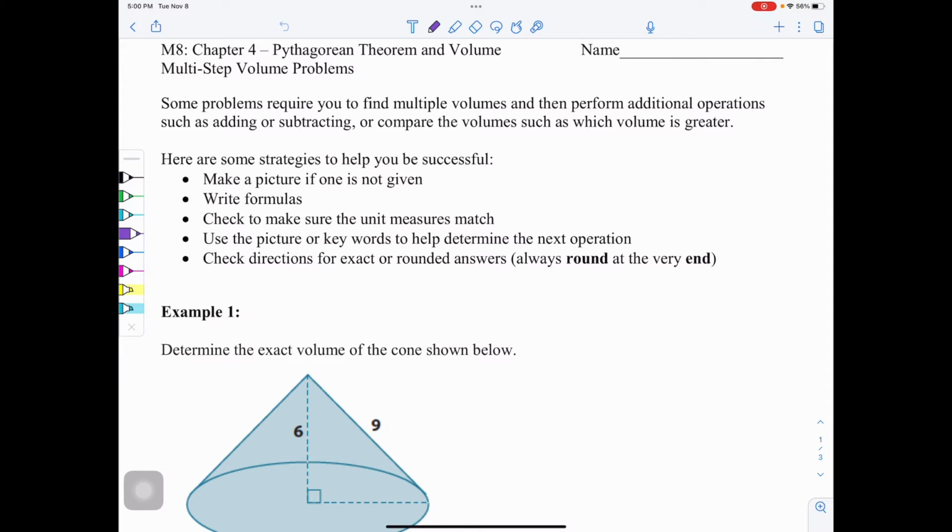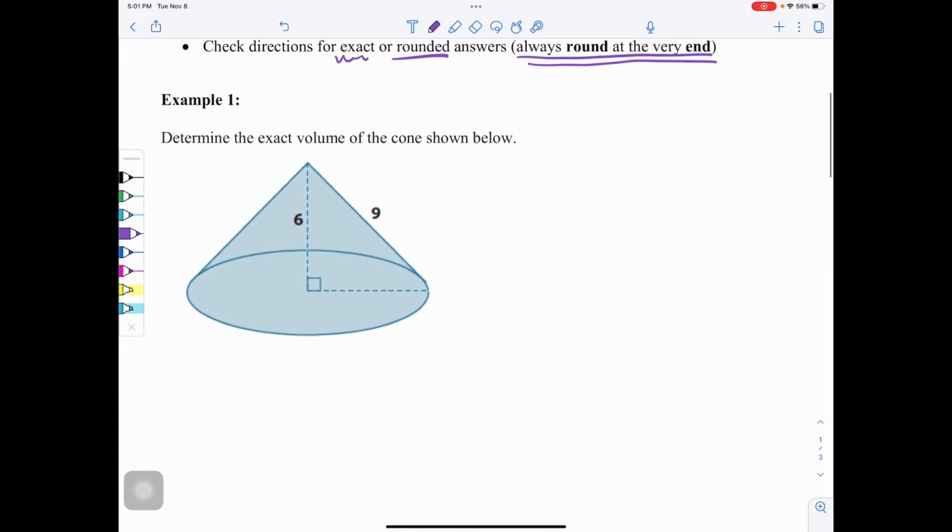And then lastly, check the directions for exact or rounded answers. Make sure if you're rounding, you use those ugly, gross numbers all the way until the very end of the problem. We're going to extra underline that here to make sure we're not rounding until the very end. So again, make sure you're checking directions for exact or rounded. So let's move on to our first example.